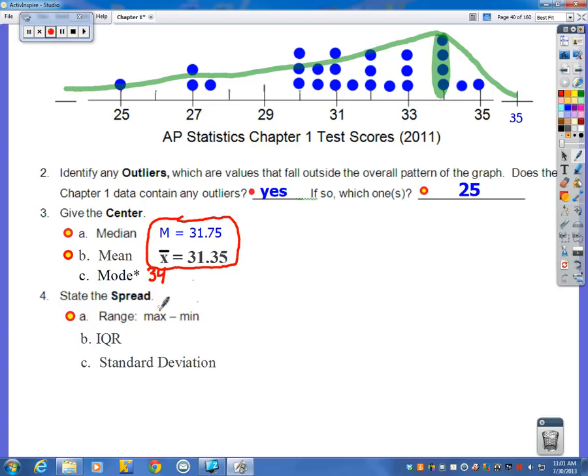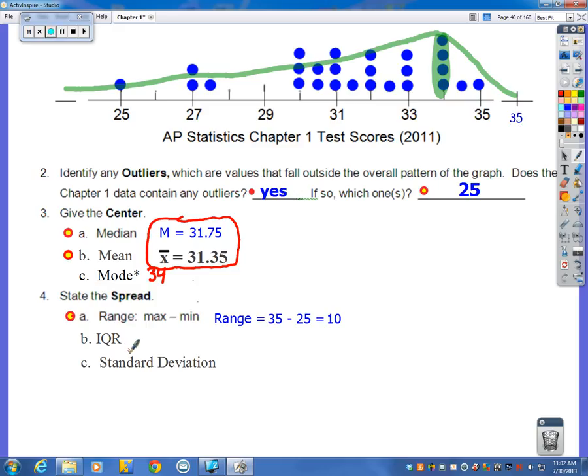Now, the last S in SOCS is for our spread. It kind of tells us about our deviation. Okay, how spread out is our data? And we have some options here. We have range, which I'm sure you remember is max minus min. So my maximum number was my 35, and my minimum was my 25. So my data is spread out between 10 points, if you will.